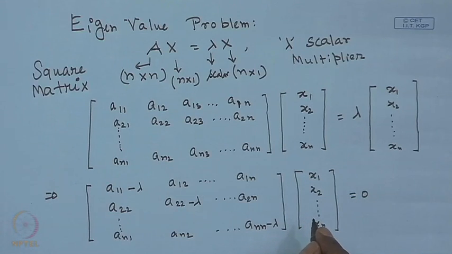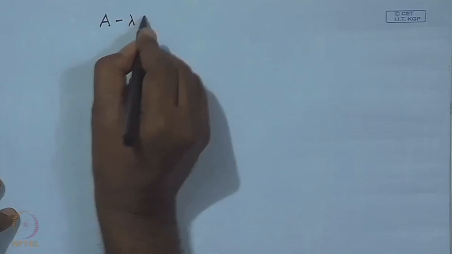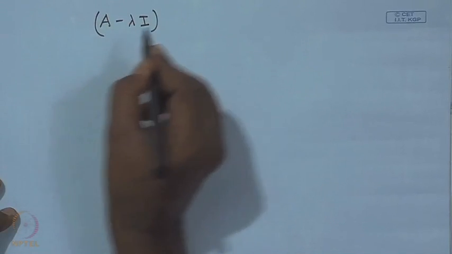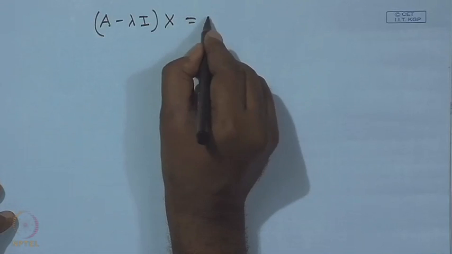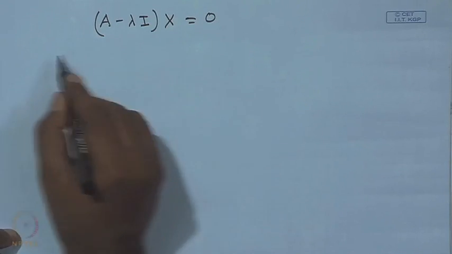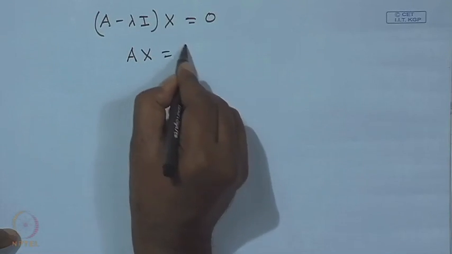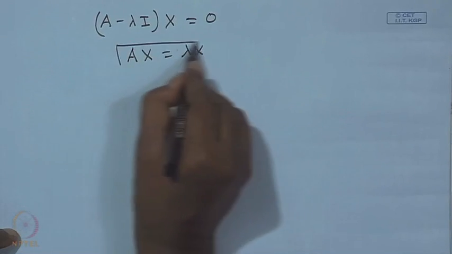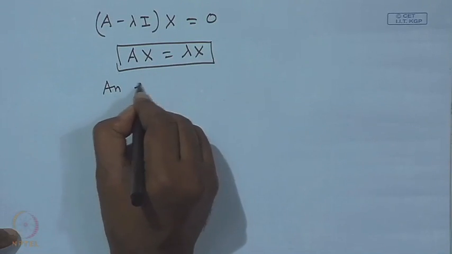So, in a compact form, we can write A minus lambda I, where I is the identity matrix, multiplied by x should be equal to 0. Therefore, the form A x is equal to lambda x is called an eigenvalue problem.